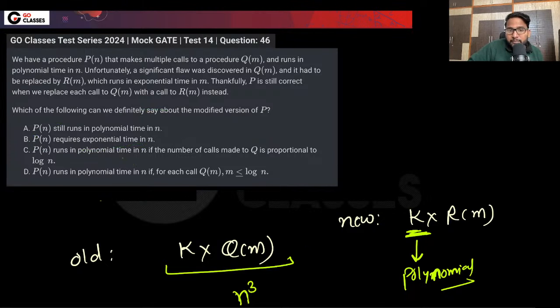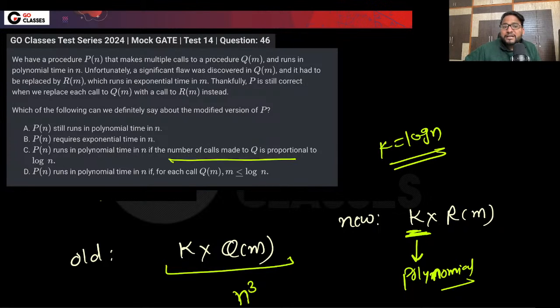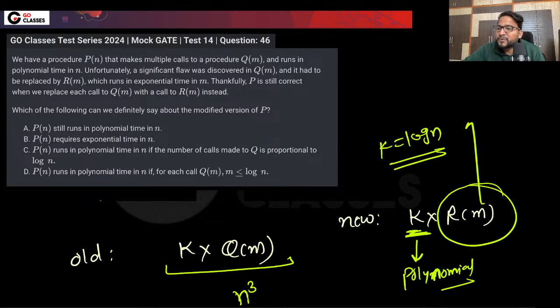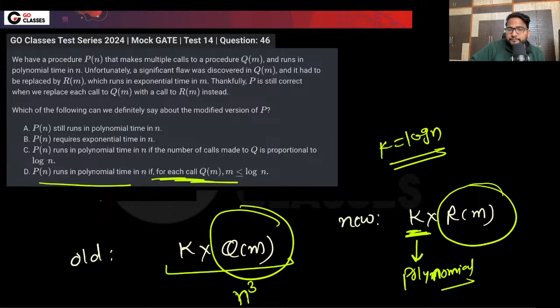Pn runs in polynomial time in n if the number of calls made to q is proportional to log n. So they are saying if k is log n, then can you say it is polynomial? No, it will depend on r. If r is exponential, then how can it be polynomial? It will depend on the r. So they are saying if k is log n, then it need not be, right? Pn runs in polynomial time if for each call qm, m is less than or equal to log n.